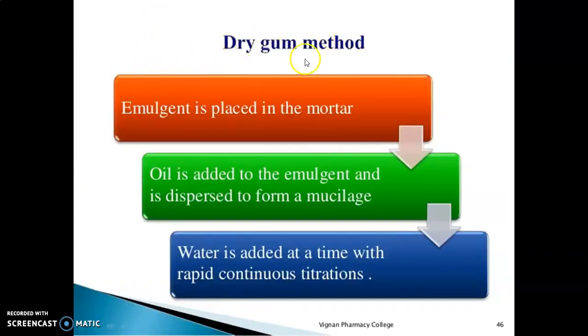The flowchart for the dry gum method: emulgent is placed in the mortar, then oil is added to the emulgent and is dispersed to form a mucilage, and lastly the water is added at a time with rapid continuous trituration.